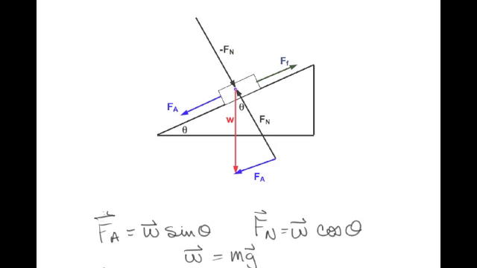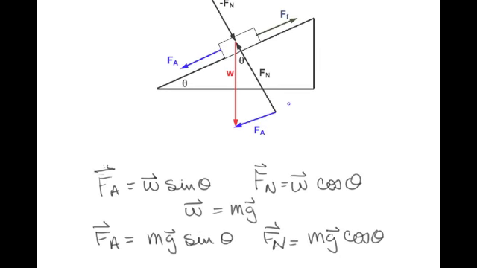Here we have the weight of the object acting from the center of gravity to the center of the earth. And the applied force again, it's equal in magnitude and parallel to this applied force right here. The angle of the incline is given right here as theta. And this angle in this force triangle is also theta because the incline and the force triangle are similar triangles and their corresponding angles are equal.